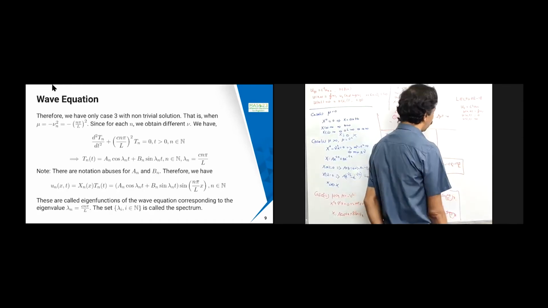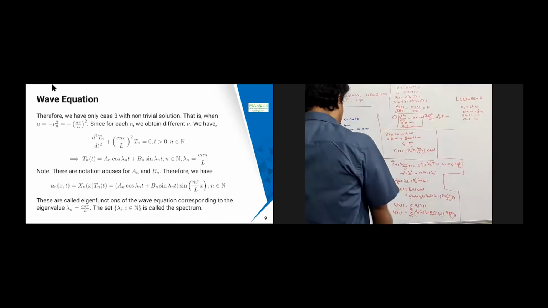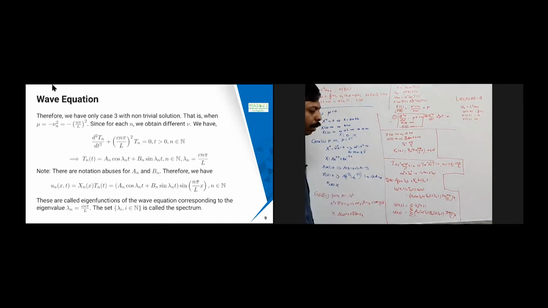So this is u of x comma t. Now we have two more conditions unused: u of x comma 0 equal to 0, and u t of x comma 0 equal to g of x. We are going to use these, and then we are going to get the answer from them.